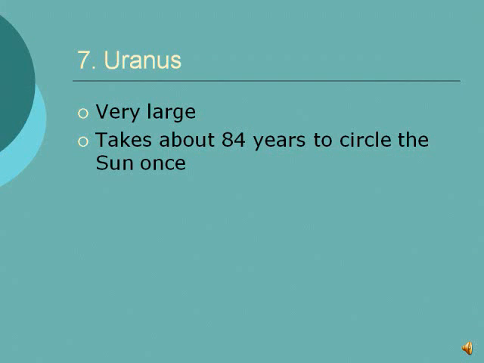Uranus is very large. It takes about 84 years to circle the sun once. We don't know a whole lot about Uranus because it is so far away. We do know that its axis is tilted extremely. Instead of just having a slight tilt to it, it's almost on its side. And we do know that it has rings.